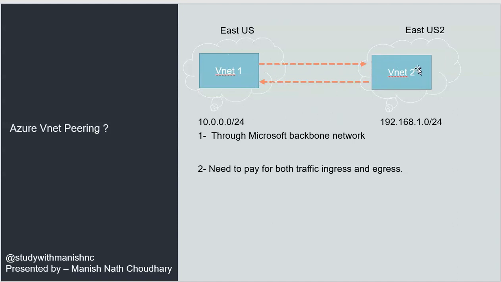As we know, the virtual network peering is using the Microsoft backbone. The Microsoft backbone is responsible for transferring the data from one virtual network to another virtual network. So it is reliable. The second thing is whether data is going out or coming in, the business user has to pay for that particular data, whatever data is moving or coming.